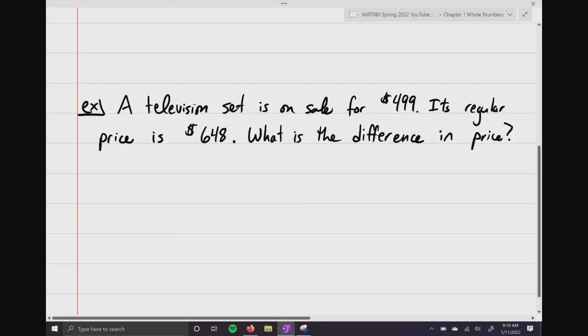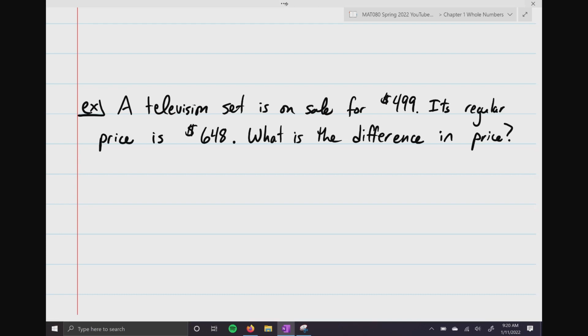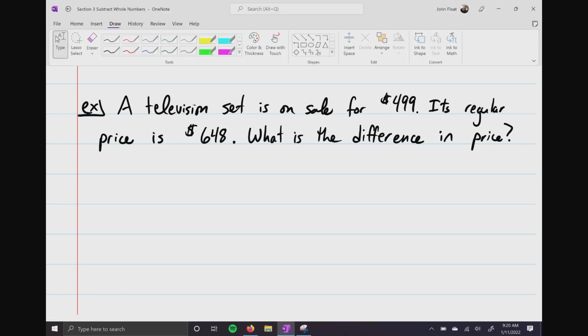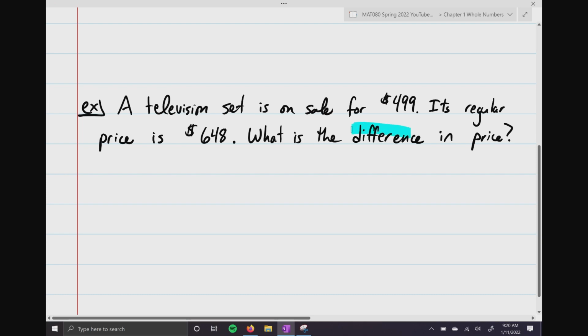All right, so first, we know that subtraction is used in a lot of different applications, such as when you go to buy a television. So a television set is on sale for $499. Its regular price is $648. What is the difference in price? Now, within this entire example here, there's one key word that we're going to be looking for, which is difference. And difference tells us subtraction.